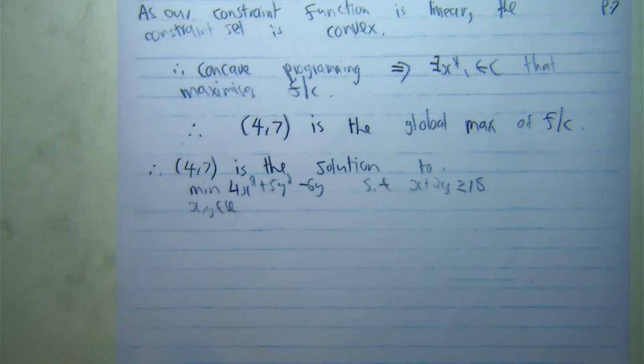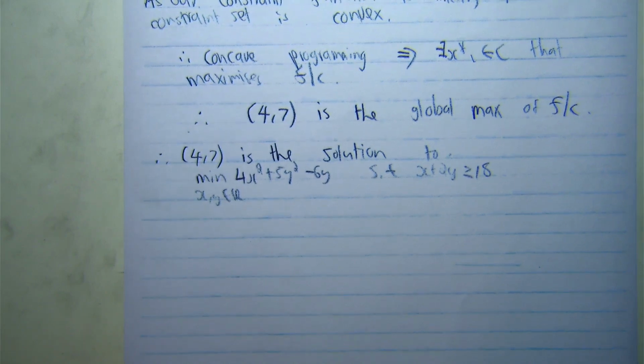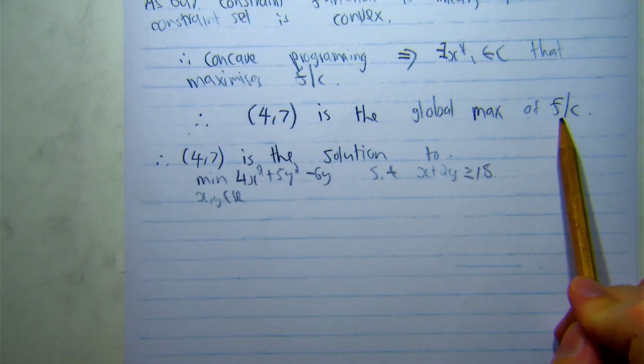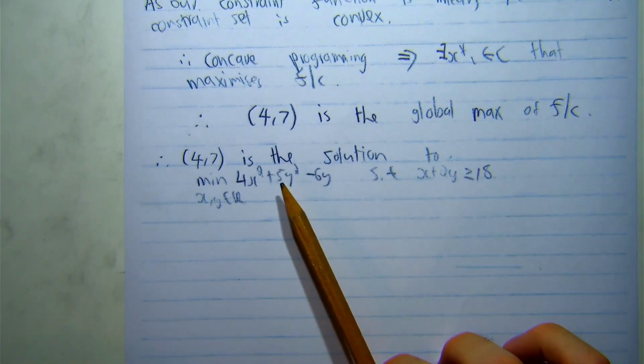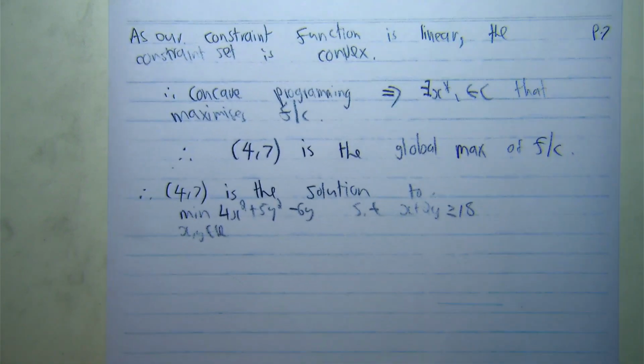And so then we conclude. Therefore, 47 is the global max of f on the constraint set C. And if that's the global max of f on the constraint set C, it's also the solution to the minimization problem of our original pitch of the question. Right, that's the end of our example.